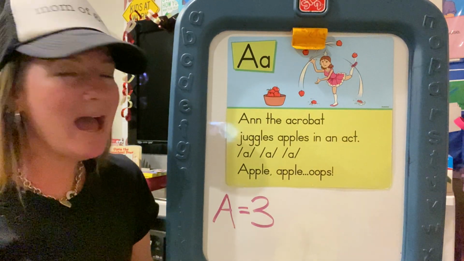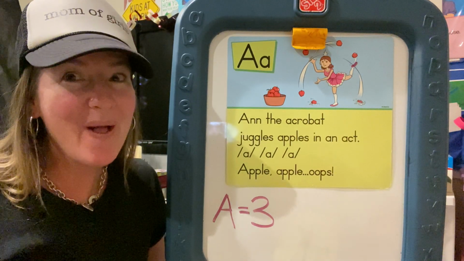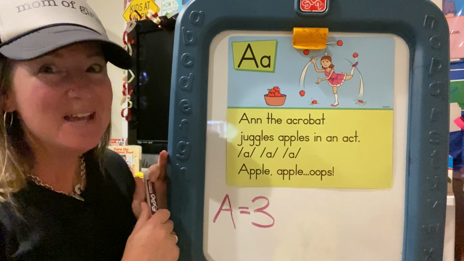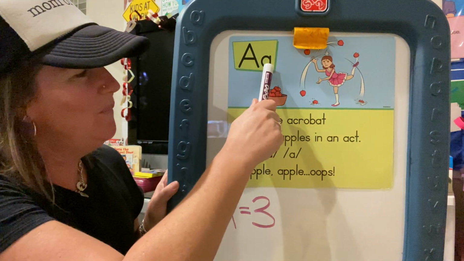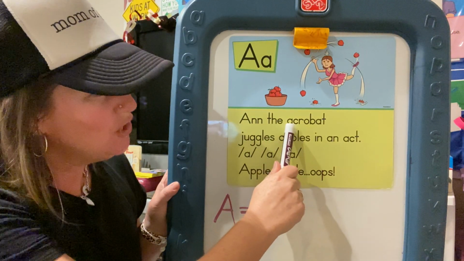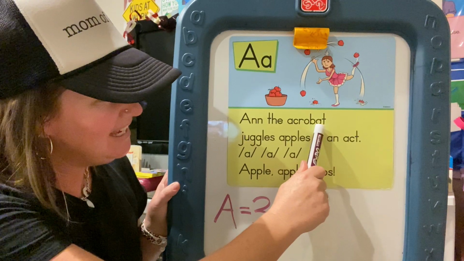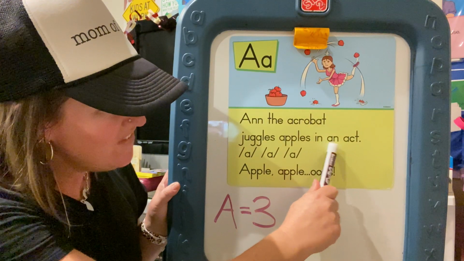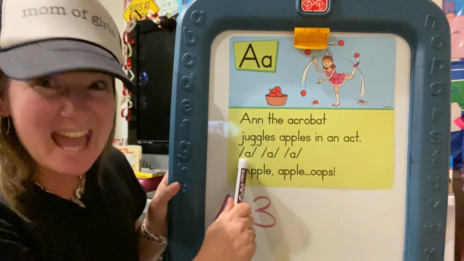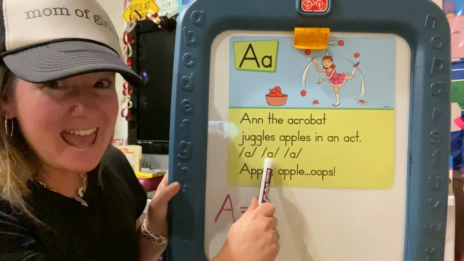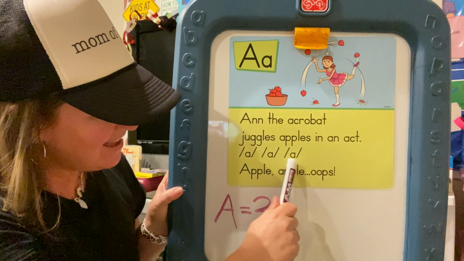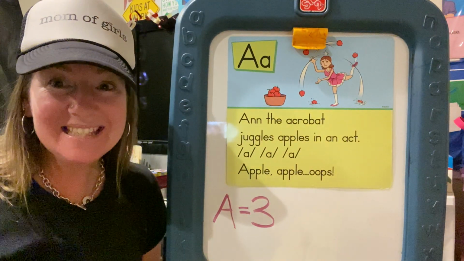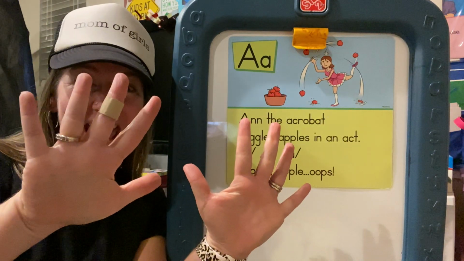Now, let's count how many little, or that's right, lowercase a's. Let's count those lowercase a's. You ready? Please count with me. Go. 1, 2, 3, 4, 5, 6, 7, 8, 9, 10. How many little a's or lowercase a's? That's right, 10. Show me 10.